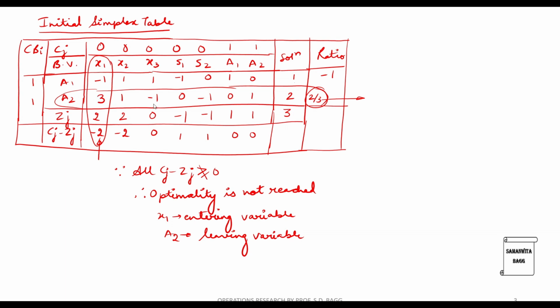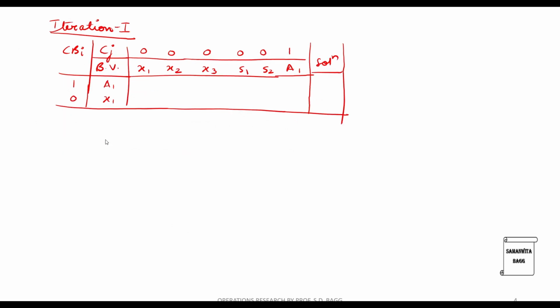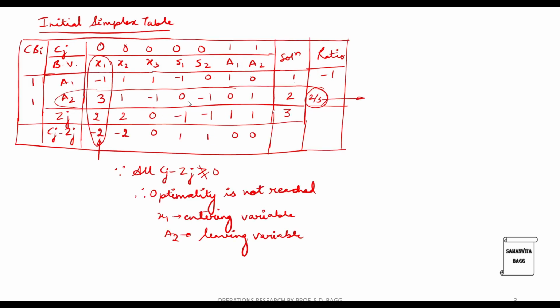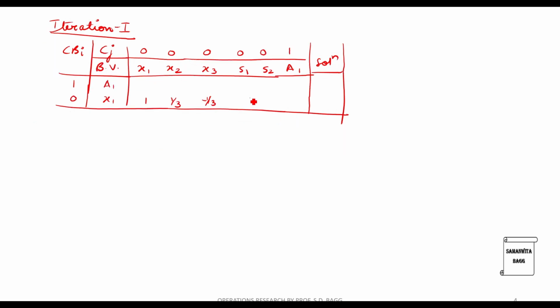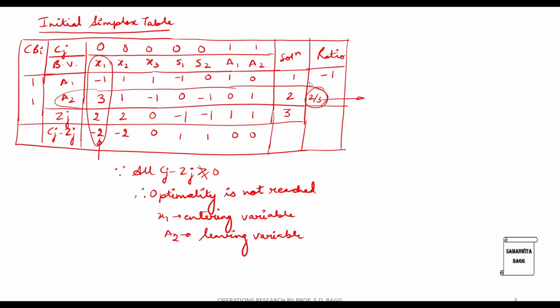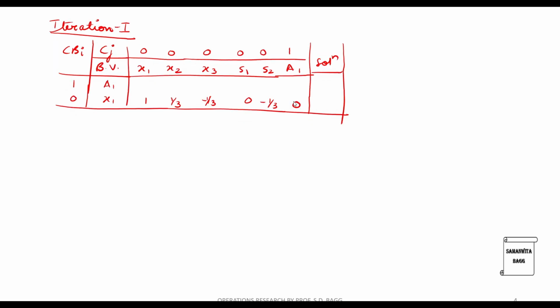First we will go for this row. This is a key row. The value is 3. So I will divide each element by 3. So I get 1, 1 by 3. Then you have minus 1 by 3, 0, minus 1 by 3 and 0. Also you can divide here. This is 2 by 3.